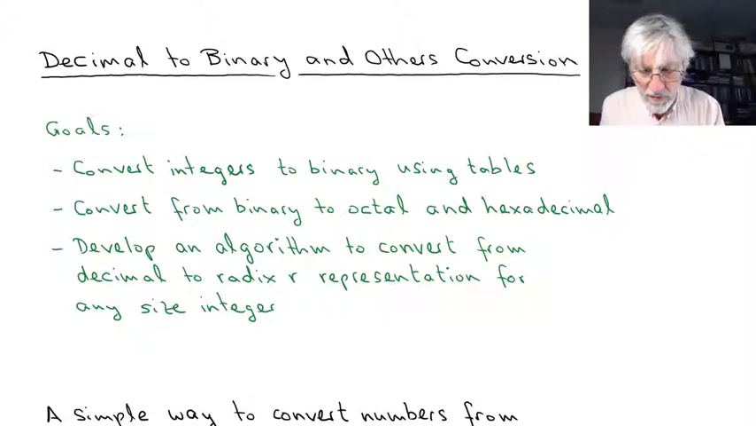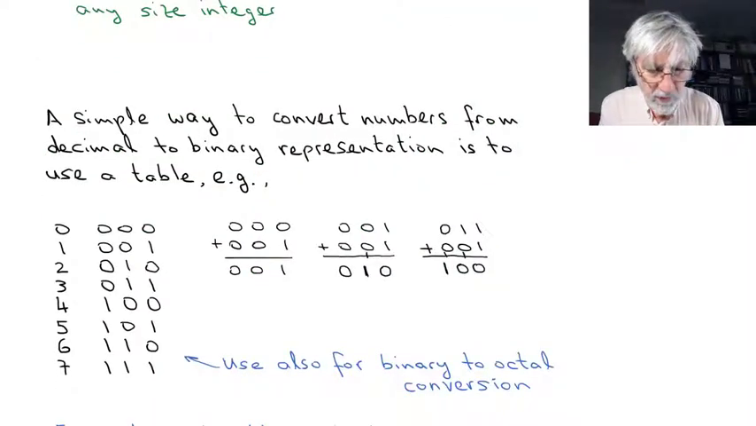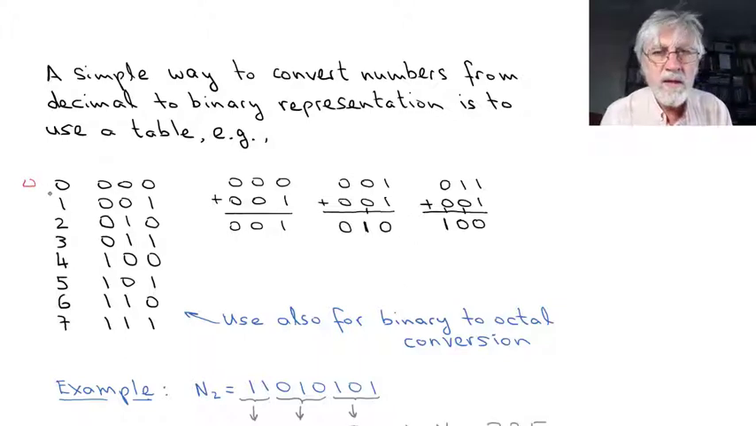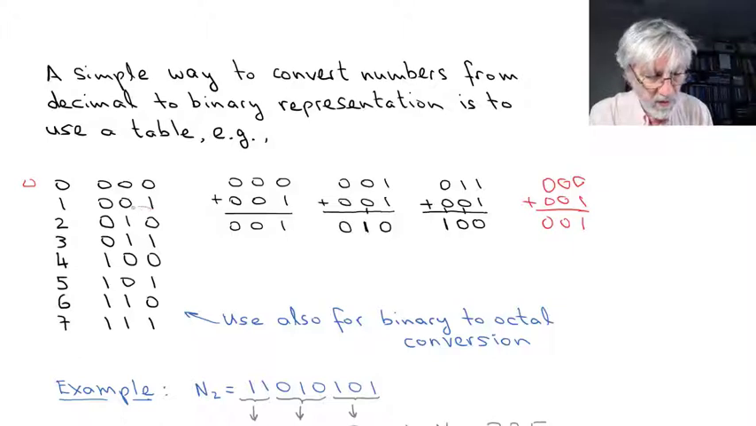So let's take a look at what we want to start with. A simple way in which we could convert numbers from decimal to binary is to use a table. And we would simply start from 0. So that's over here. We start with 0, and then we just add 1 to it. So we have 0, 0, 0, and we add 1 to it. And so we have 0 plus 1 is 1, 0 plus 0 is 0, 0 plus 0 is 0, and so we get to the 1 here.